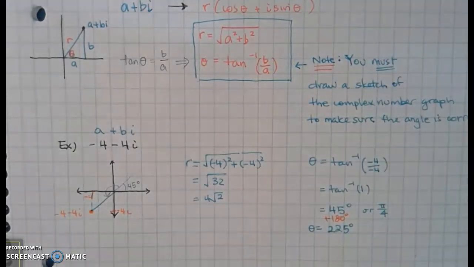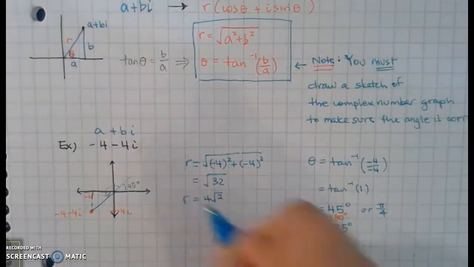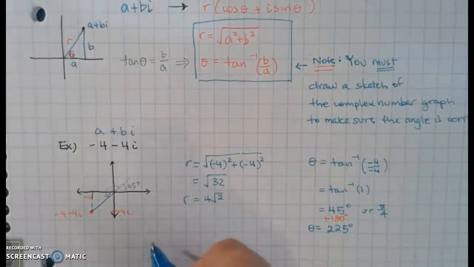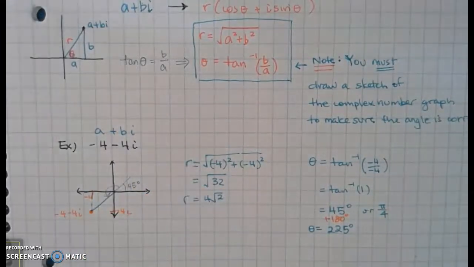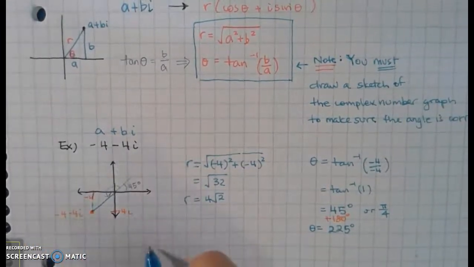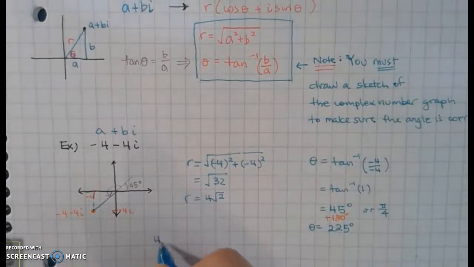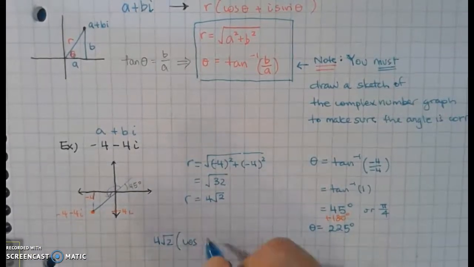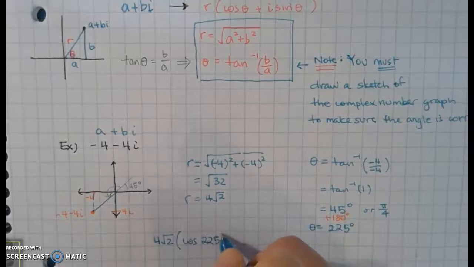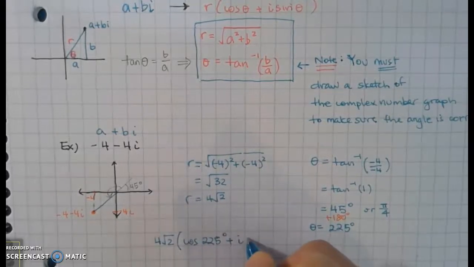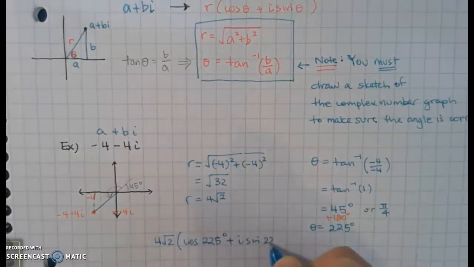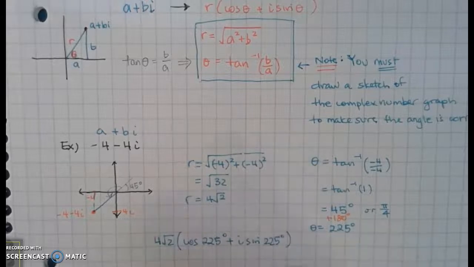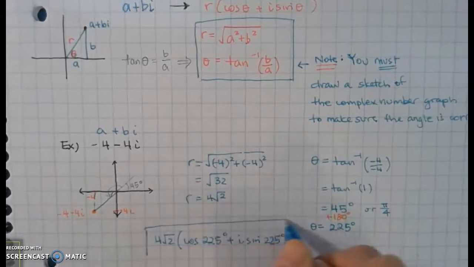Okay, so now that I know what radius is and what theta is, I can say that the polar form of this complex number is 4 root 2 multiplied by cosine of 225 degrees plus i sine of 225 degrees. And that's my final answer.